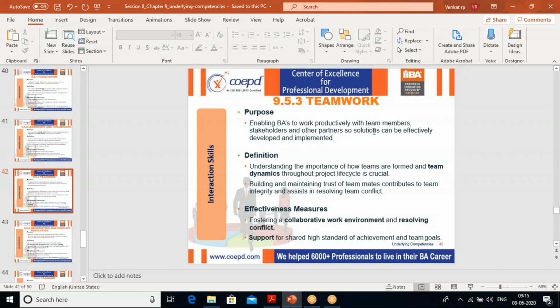We have to rely on the strengths of the people, and we have to protect their weaknesses, so that as a team you look very strong, and your team deliverables would be very efficient and very effective in the work environment. Fine, got it. So that is about the teamwork.